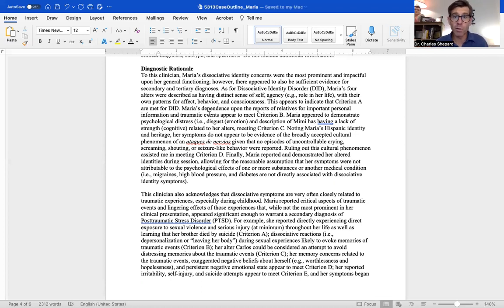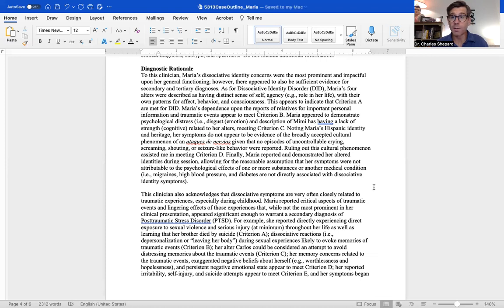Maria's dependence upon the reports of relatives for important personal information and traumatic events appears to meet criterion B, that involves lapses of memory. Maria appears to demonstrate psychological distress, such as disgust, and description of Mimi as having a lack of strength, these cognitive patterns related to her alters. This appears to meet criterion C. Noting Maria's Hispanic identity and heritage, her symptoms do not appear to be evidence of a broadly accepted cultural phenomenon of an ataque or ataques de nervios. Please forgive my terrible accent. This is given that no episodes of uncontrollable crying, screaming, shouting, or seizure-like behavior were reported.